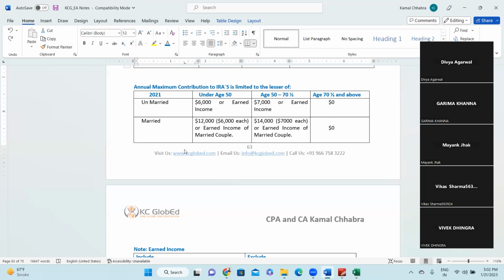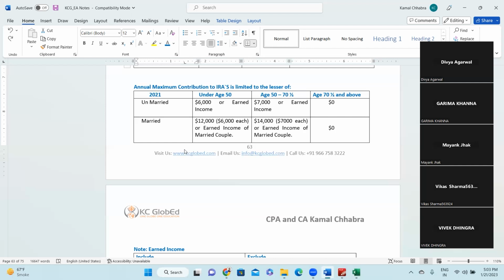For example, one spouse is 51-year age and the other one is 49-year age. So 6,000 for the 49 and 7,000 for the 51. So total contribution maximum they can make up to $13,000. If they both are more than 50, then they can make up to the $14,000 contribution, or the earned income of the couple, whichever is lower, right? So this is like maximum contribution limit.